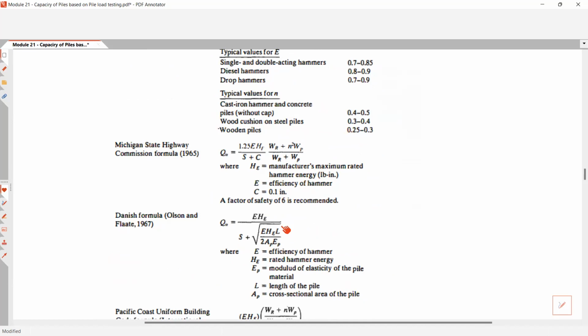So dito sa Michigan State Highway, yung HE natin is manufacturer's maximum rated hammer energy. So given na yan dun sa manufacturer kung ano yung value. Okay. Yung E is the efficiency of hammer, C is 0.1 inch, and the factor of safety is 6. That is recommended. Okay. For Danish formula, okay, or the Olsen and Flaate 1967, the only thing na hindi natin alam dito is yung rated hammer energy ulit, yung HE. Okay. Yung E sub P or the modulus of elasticity of the pile material. Okay. And yung A sub P is the cross-sectional area of the pile.